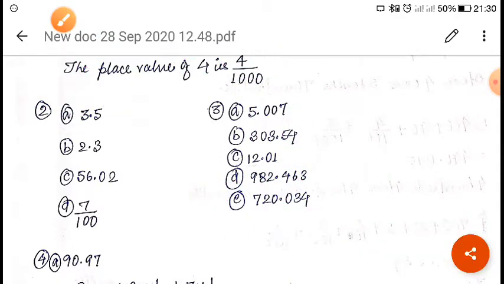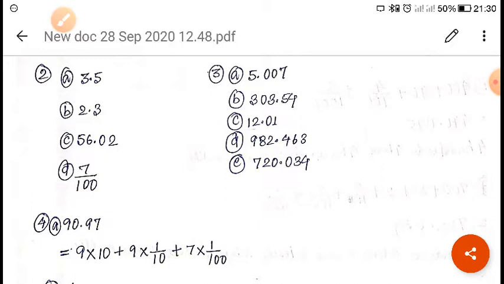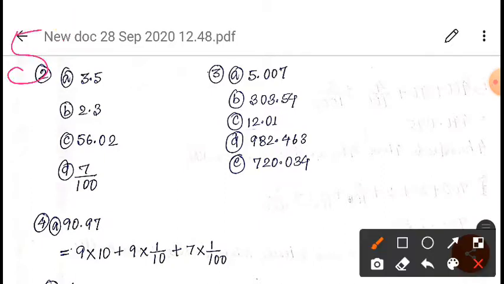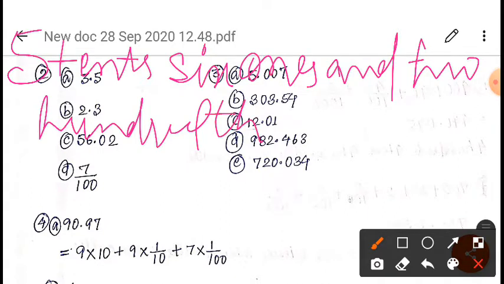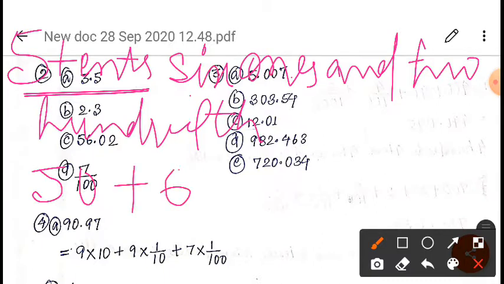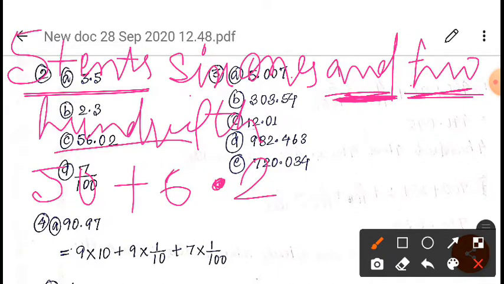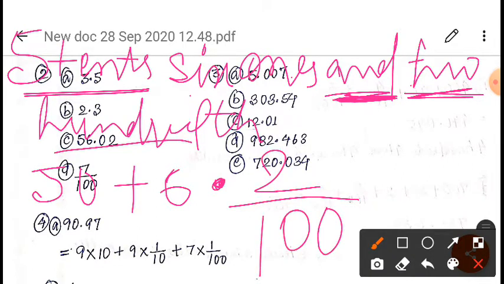Now next is the decimal form of 5 tenths, 6 ones and 2 hundredths, okay. You see here 5 tenths, and 6 ones, and 2 hundredths. So how can we write it? 5 tenths means 5 by 10, plus 6 ones means only 6. After that you can see here the word 'and' is there, so 'and' means here you can put the point, okay. After that 2 hundredths means 2 by 100.